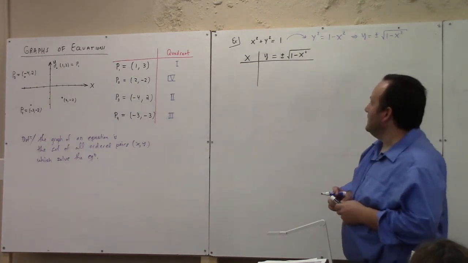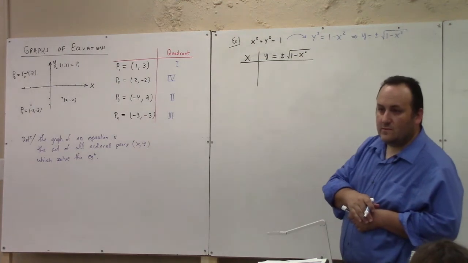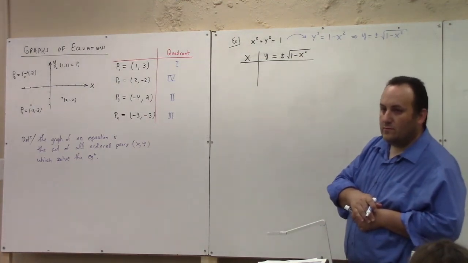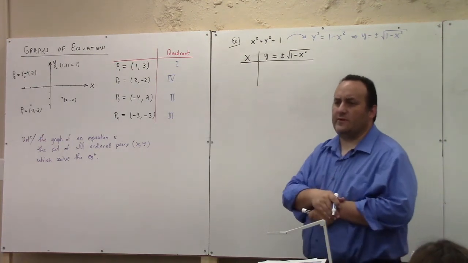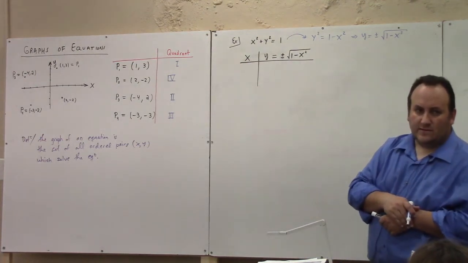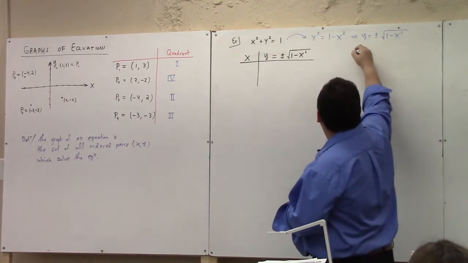So, as you think about putting values in for x, think about that equation. Could x be large? Could x be 2? What would happen if we put x equals 2 into this equation? Think about plugging 2 into here. What happens with 2?